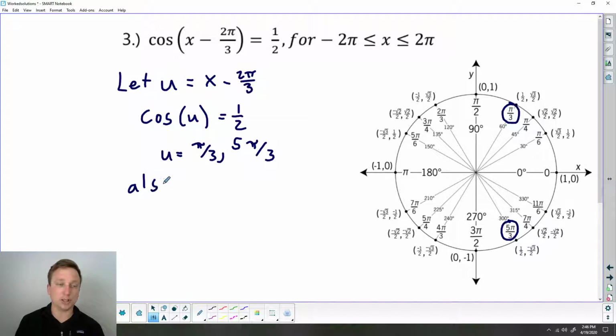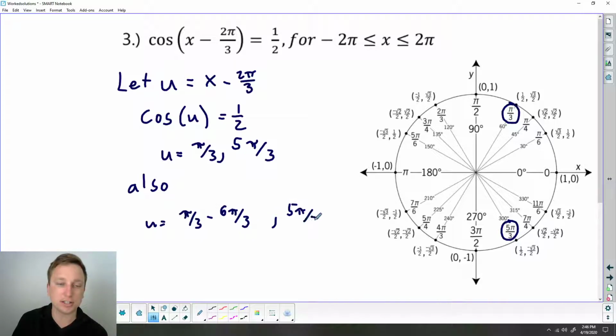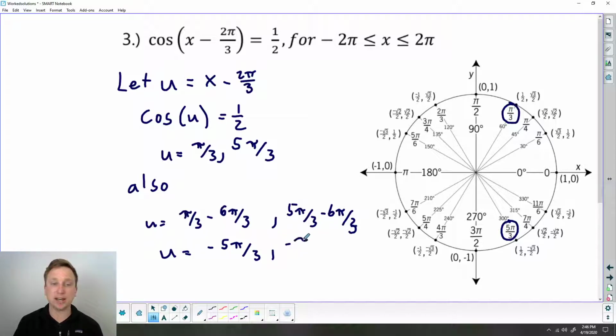Also, we can have a u value of pi thirds minus 2 pi. In terms of thirds, 2 pi would be 6 pi thirds. So we're subtracting 2 pi, but we're writing it as 6 pi thirds, or 5 pi thirds minus 6 pi thirds. Again, that's just 2 pi with a common denominator to subtract these. So our u value is -5 pi thirds, and the other u value we have is -pi thirds.